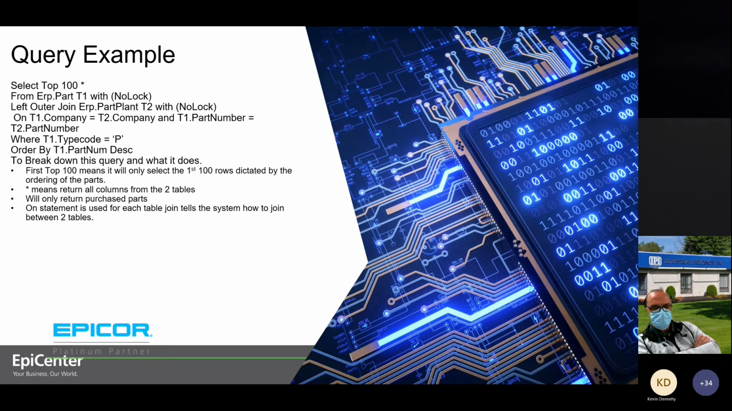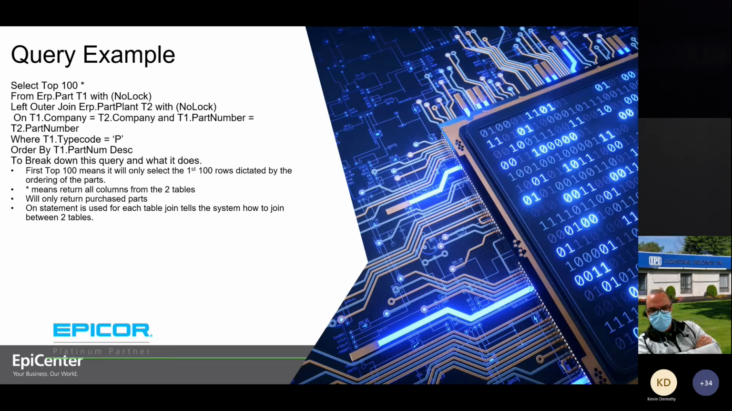From ERP part T1 with no lock. ERP part is return it from the part table. T1 is a table alias, and we'll get into why table aliases are important on the next slide. With no lock is another good housekeeping command when you're writing SQL statements. It acts as a bit of protection to the query. I have a whole slide portion on what it does specifically, and we'll cover that next.